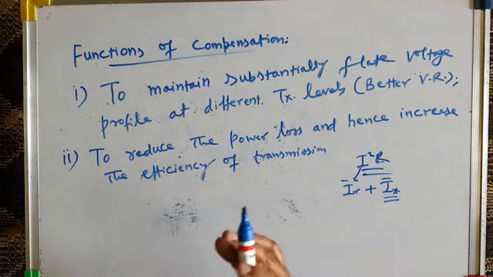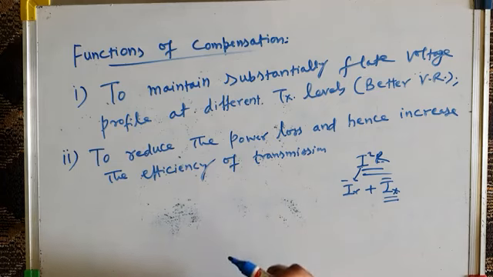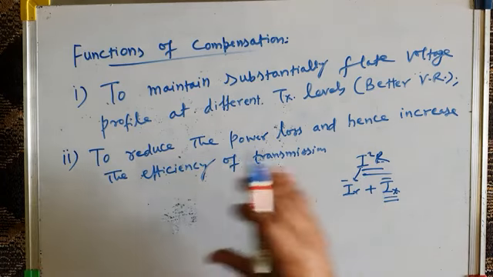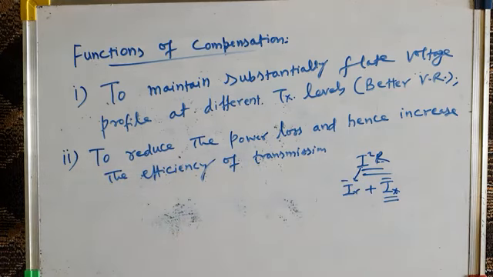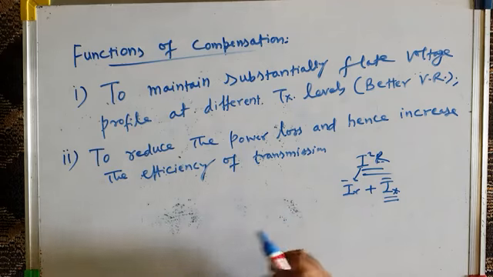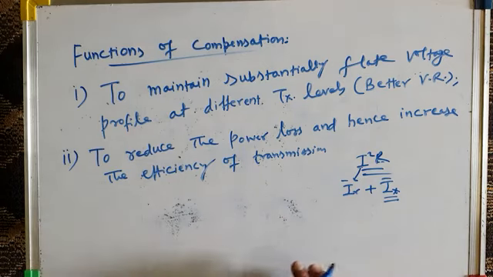Now when you are doing the compensation, in case of compensation, the reactive power is supplied by the compensator itself. It does not have to come all along from the generating station. No reactive power will be supplied by grid or by generating station. Whatever is the reactive power demand of the load, that is supplied by the compensator itself.